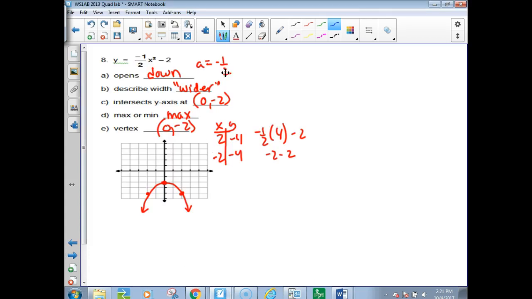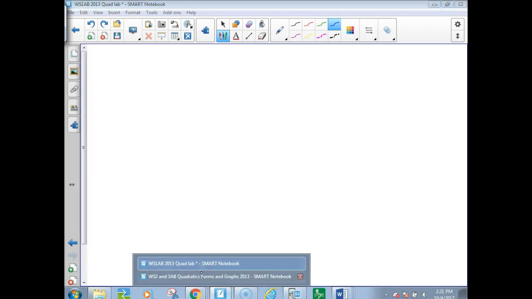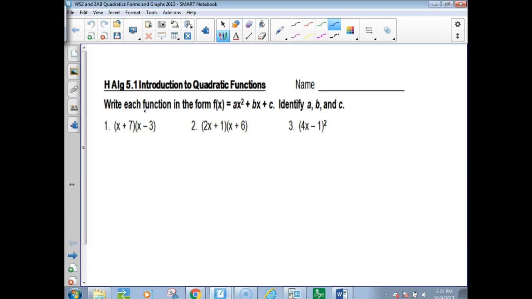Because a is a fraction. All right, so when a is between 0 and 1, that's when it gets wider. We're going to be adding that into our notes again a little later as well. If a is bigger than 1, then it's going to get narrower. Okay, it says now write each function in the form f of x equals ax squared plus bx plus c.